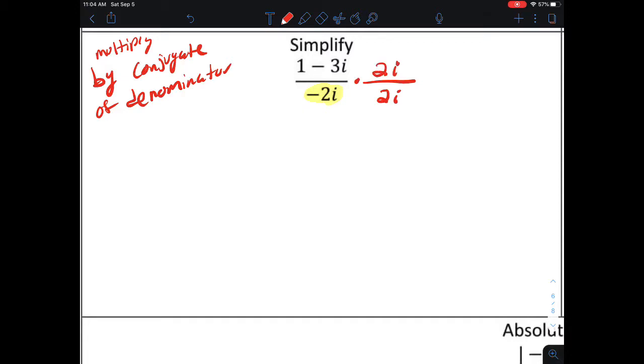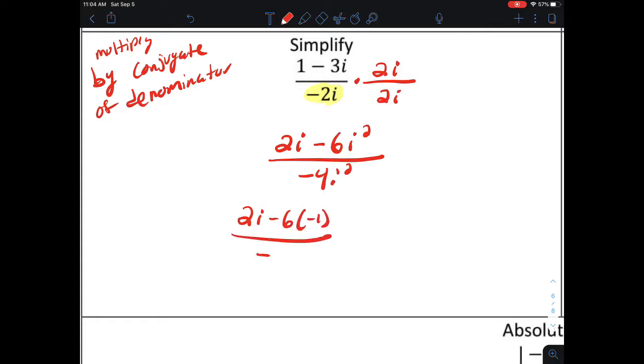So when I do that, multiply my fractions together, I have 2i minus 6i squared over negative 4i squared. And what that gives us, we'd have 2i minus 6 times negative 1 over negative 4 times negative 1, which is 2i plus 6 over 4. So I removed the i out of the denominator.